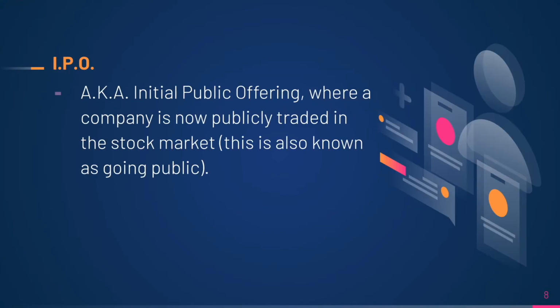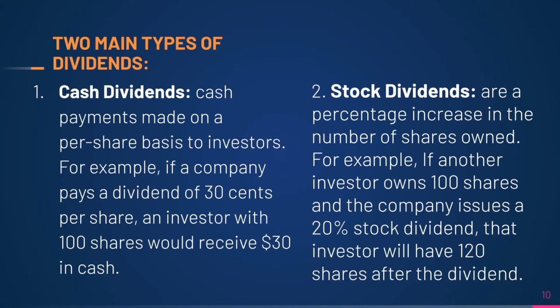So there's two types of dividends. There's cash dividends, which are cash payments made on a per share basis to investors. So for example, if a company pays a dividend of 30 cents per share, an investor with 100 shares would receive $30 in cash. And then there's a second type of dividends, which are stock dividends. These dividends are a percentage increase in the number of shares owned. So for example, say there's another investor who owns 100 shares and the company issues a 20% stock dividend, then the investor will have 20% more shares, which is 120 shares after that dividend. And usually dividends happen quarterly.